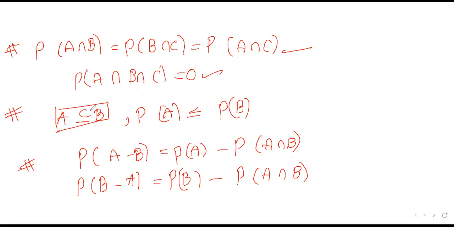Then if A is a subset of or equal to B, then P of A is less than or equal to P of B. Then P of A minus B is equal to P of A minus P of A intersection B.